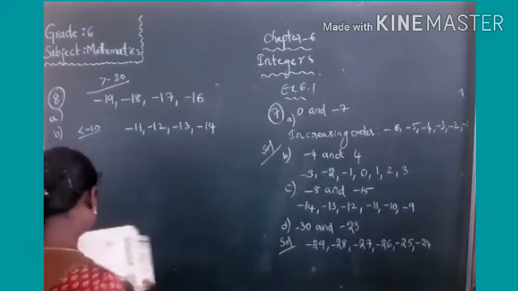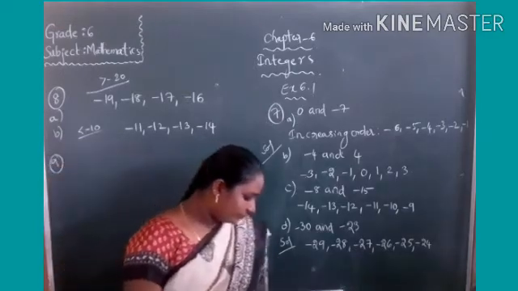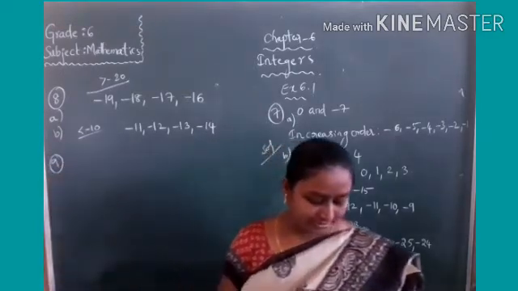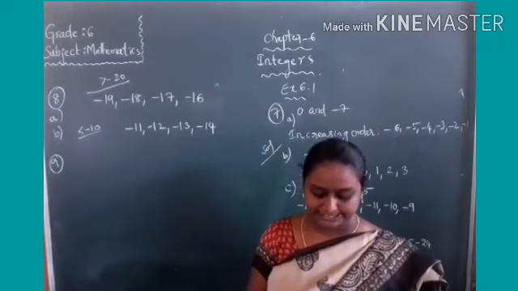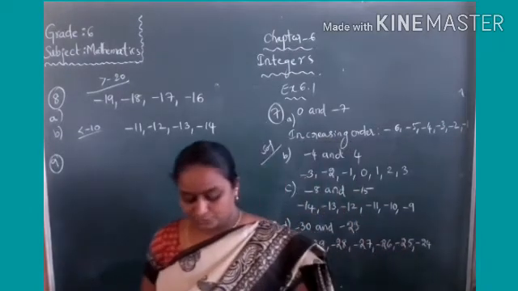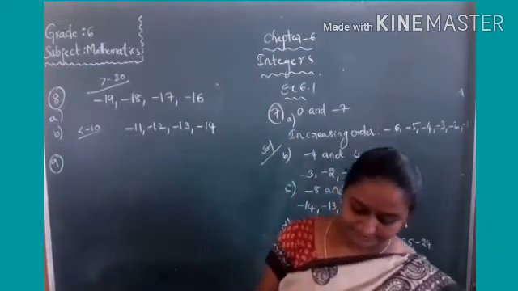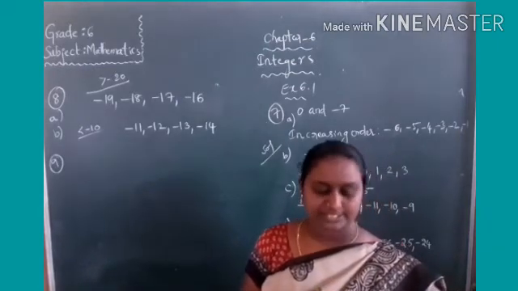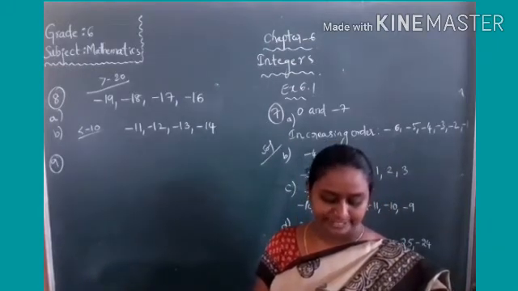Right. Next one. For the following statements, write true for T or false for F. If the statement is false, correct the statement.